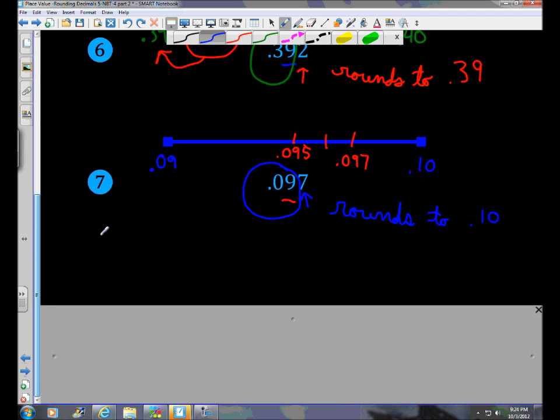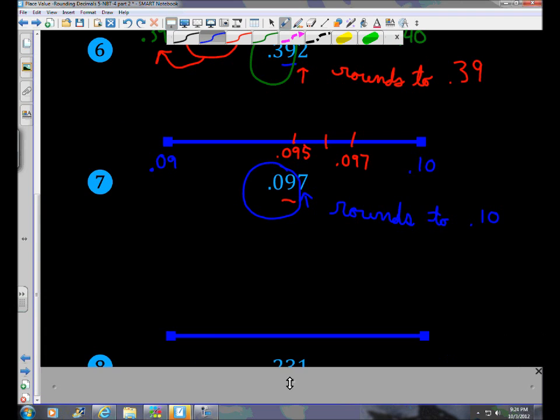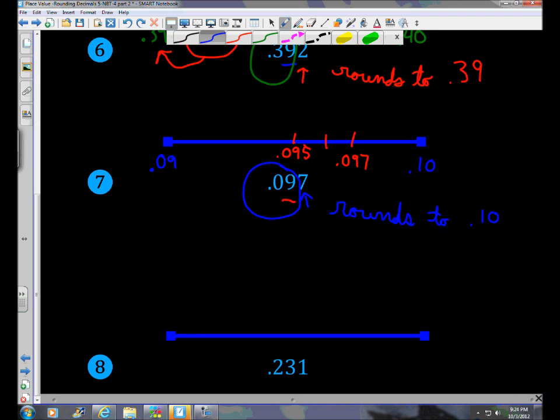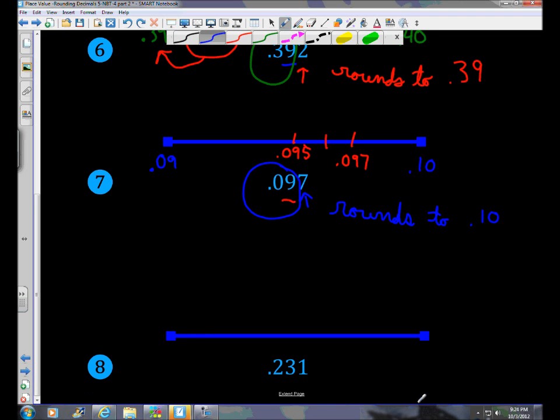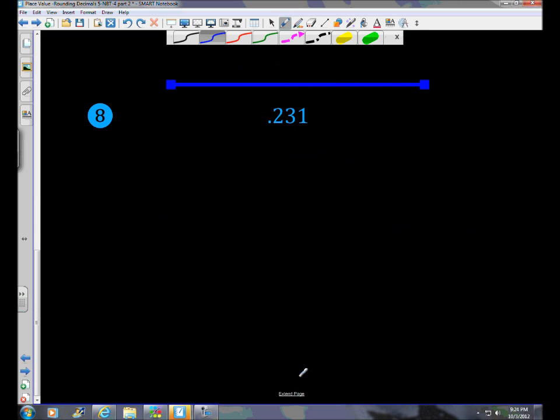Now we'll do the last one, question number 8. You're probably getting pretty good at this. Good for you. Bump up this problem a little bit. Visually, it's less distracting. Okay, so now we've got 231 thousandths. That's what we're dealing with. And we're rounding to the nearest hundredth.